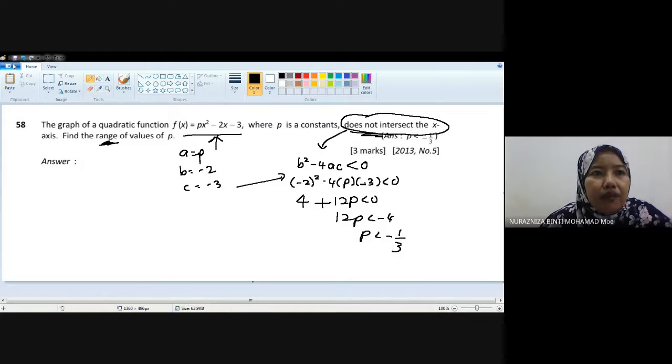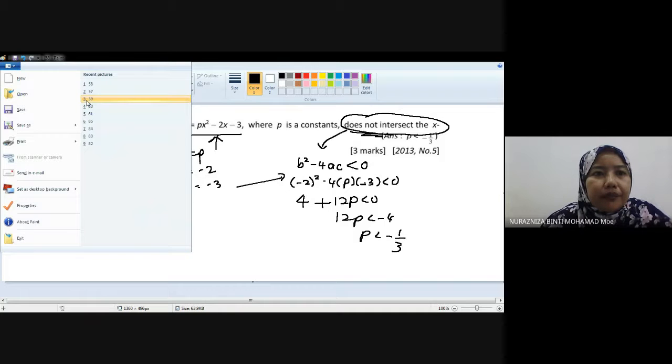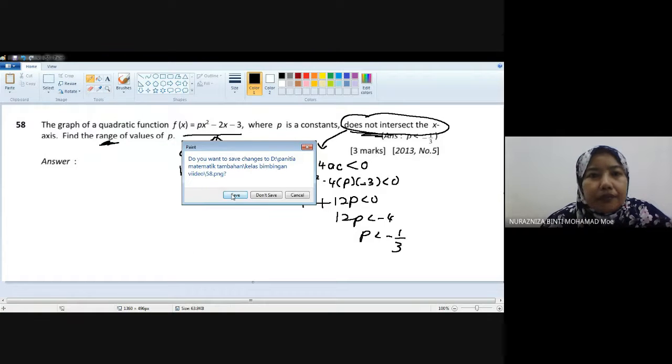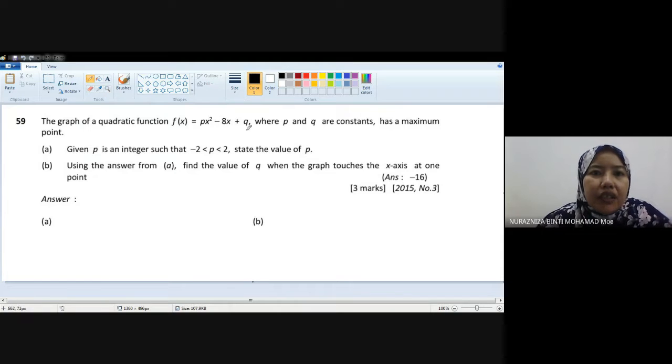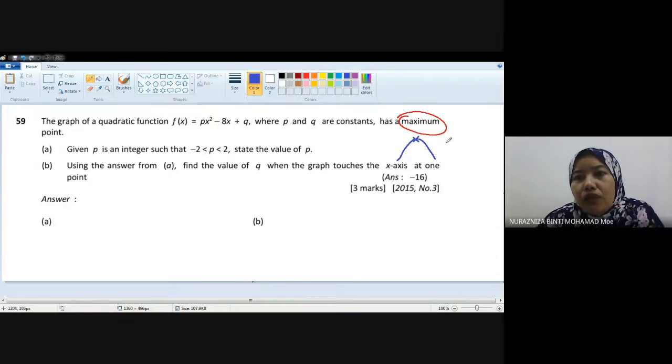Okay, now question number 59. The graph function f(x) equal to px squared minus 8x plus 2 has, so this is the keyword, a maximum point. So if the graph has a maximum point, we know the shape of the graph will be a sad graph because it has a maximum point. If we have a sad graph, we know that the value of a is always negative, so it is less than 0.